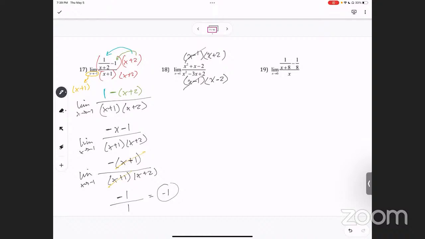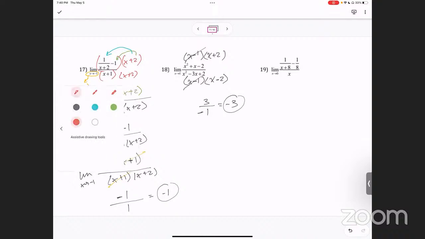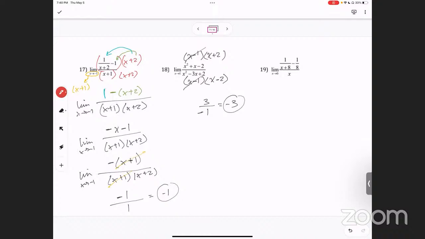What do I get? You're going to get 3 over negative 1, so it's going to be negative 3. Perfect. And how about this number 19? What am I going to do? What's the trick? You're going to want to take the x plus 8 out. So you're going to take out the least common denominator.